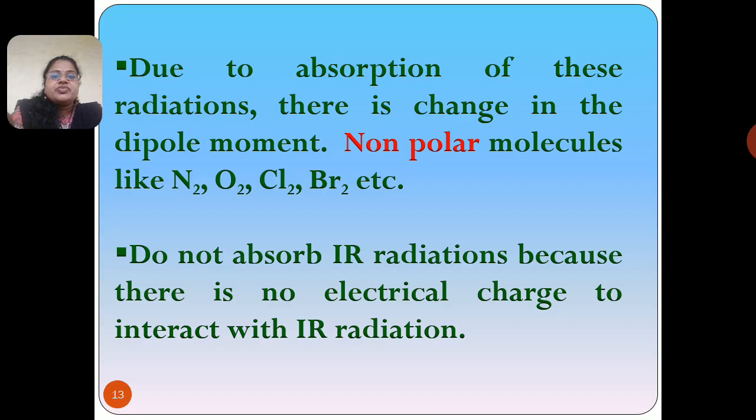Along with polar molecules, we should also know which kinds of molecules are considered non-polar. N2, O2, Cl2, Br2, all these are examples of non-polar molecules. These non-polar molecules do not absorb IR radiations because there is no electrical charge to interact with IR radiations. Hence, the non-polar molecules do not absorb the IR radiations.